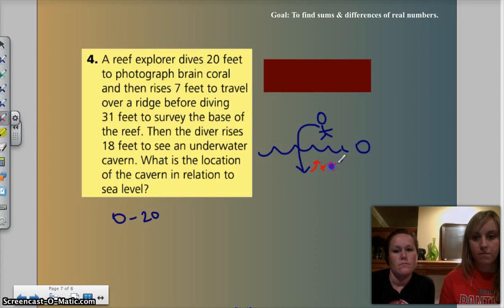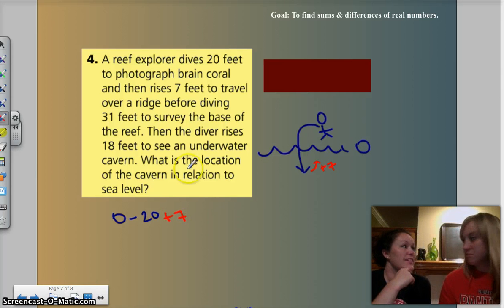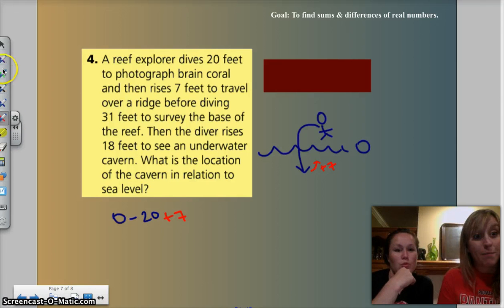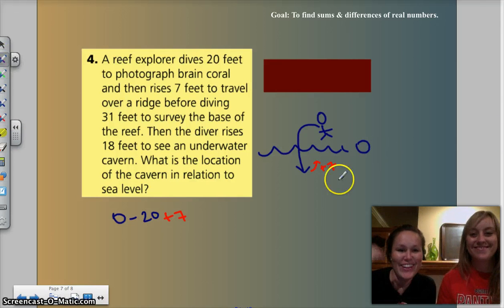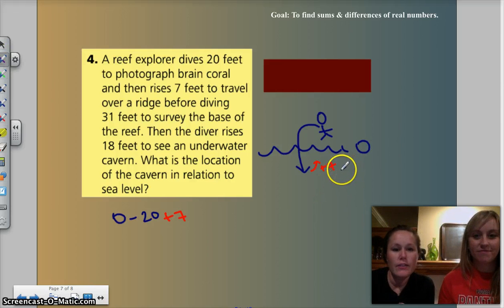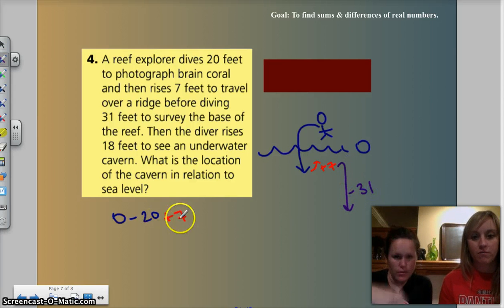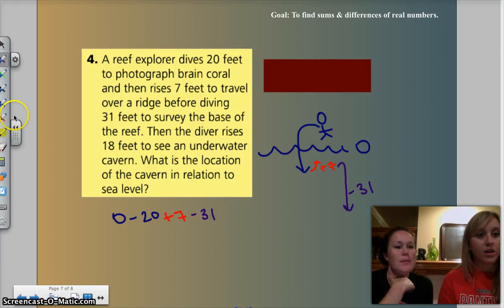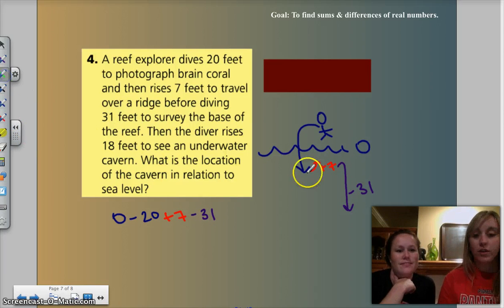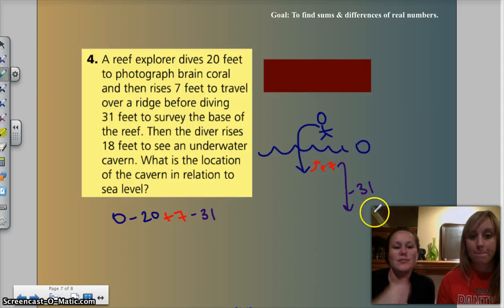You're doing math in the picture. Math is everywhere, even in the ocean. Before diving 31 feet to survey the base of the reef, so he dives 31 again, down 31, so minus 31. Then he's going to rise back up 18 feet from where he was.